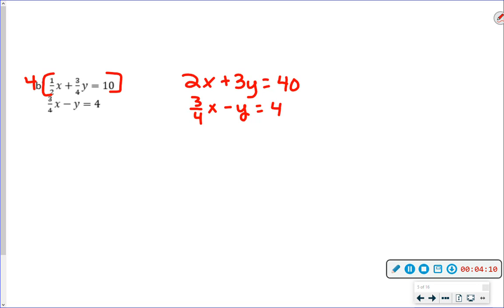If you hate it, you could multiply by 4. But I'm going to tell you this. This is just one of those problems you can't avoid having to do a little fraction work with. It's just going to be there. So I'm going to leave it.